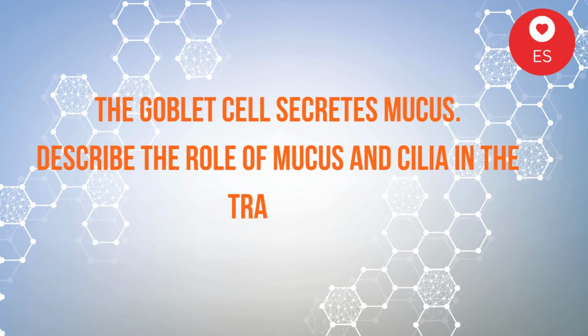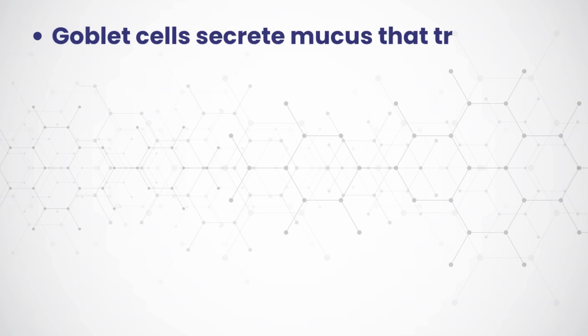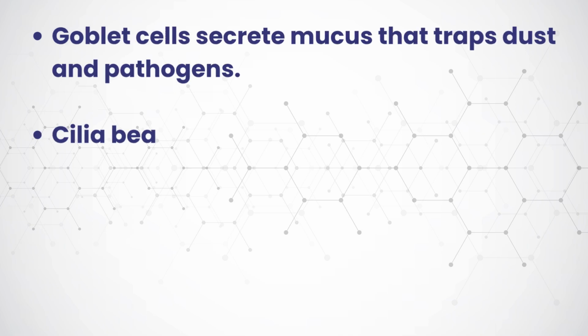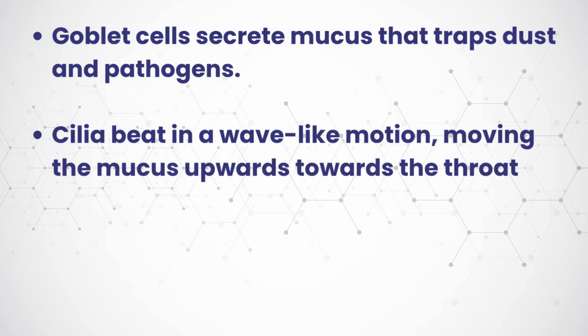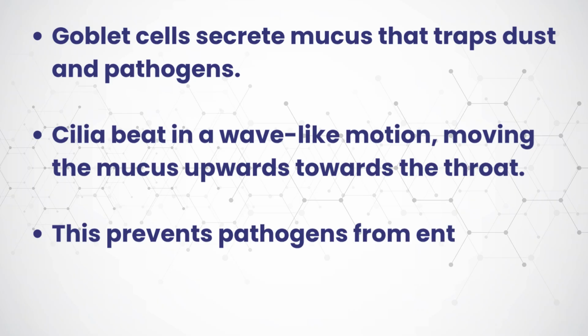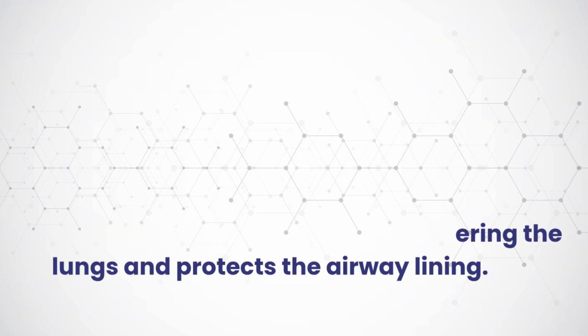Describe the role of mucus and cilia in the trachea. Goblet cells secrete mucus that traps dust and pathogens. Cilia beat in a wave-like motion, moving the mucus upwards towards the throat. This prevents pathogens from entering the lungs and protects the airway lining.